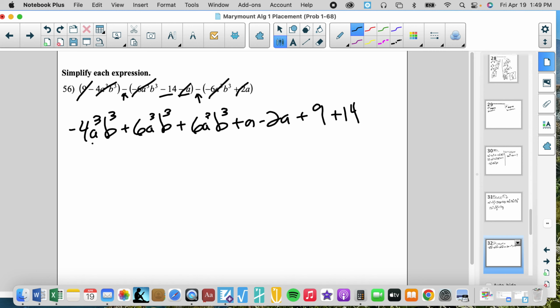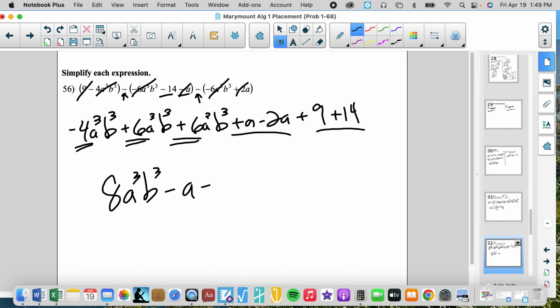Let's look at coefficients for all of those. That's going to be 8a cubed b cubed. These two is negative a. These two is plus 23. So number 56: 8a cubed b cubed minus a plus 23.